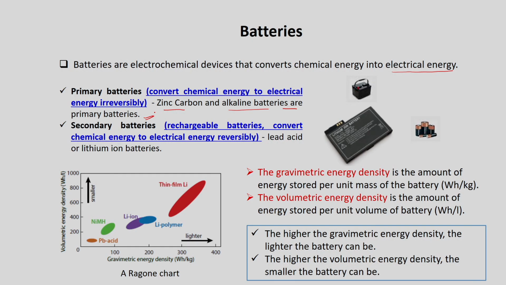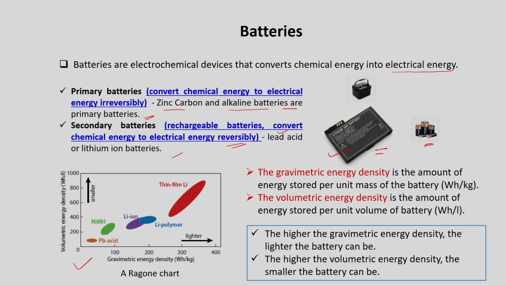We cannot recharge them again and again. But secondary batteries, that is, rechargeable batteries, convert chemical energy to electrical energy reversibly. Examples are lead acid batteries and lithium ion batteries. If you look at this chart, it is known as the Ragone chart, which is used for comparison of different batteries.